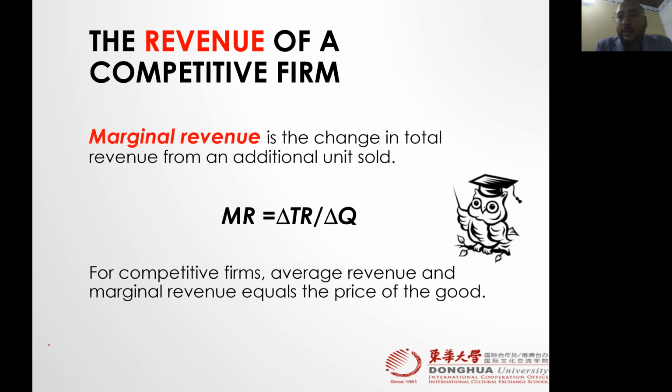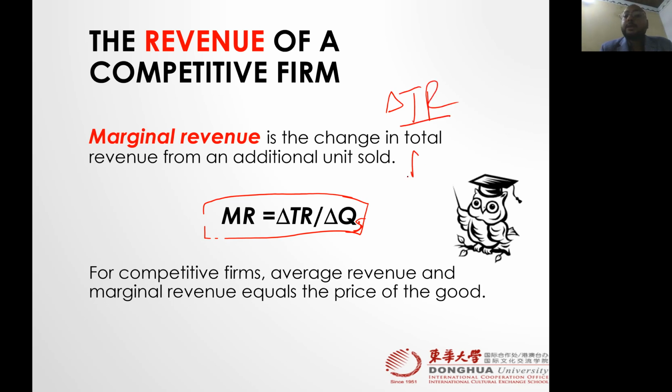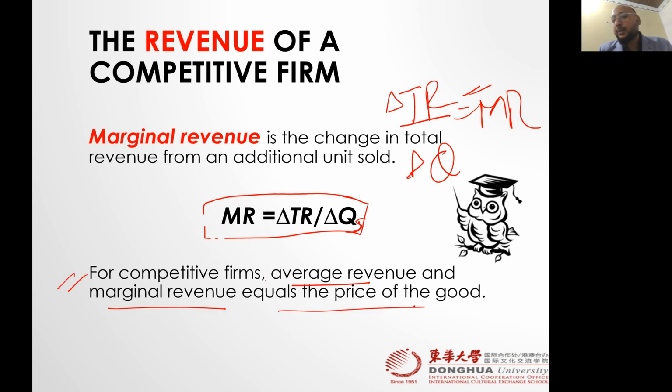What is the marginal revenue? What is the definition of marginal revenue? Change in revenue divided by change in units sold. Whenever we talk about revenue, it's always units sold, not units produced, units sold. So change in total revenue divided by change in quantity is equal to marginal revenue, which means how much revenue we will earn by selling one unit. Marginal means additional one unit sold. How much is the revenue? So for a competitive firm, average revenue and marginal revenue equal price.